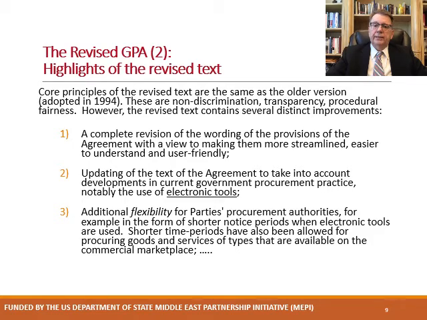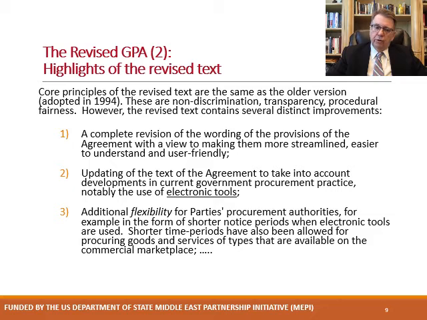Secondly, the GPA text was updated to take into account important developments in government procurement practice amongst the parties. Notably, the greatly increased use of electronic tools as part of the procurement process. So this was a really important development that is very central to modern procurement practice, but was not reflected in the old 1994 version of the agreement, which was put in place before this trend to the use of electronic tools took off.